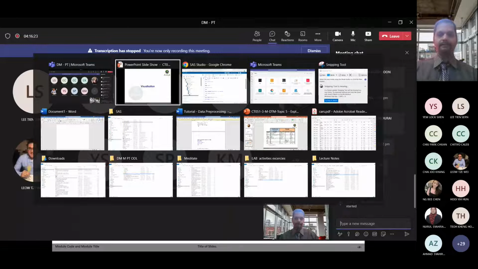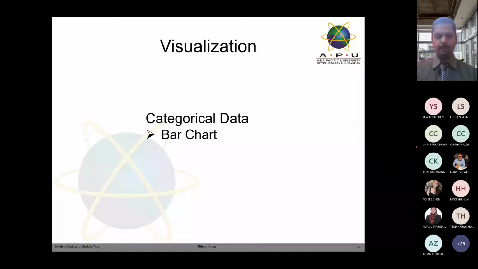So visualization, right? We do have some good understanding about this because we did discuss some of the charts. So in categorical data, we can go with the bar chart.